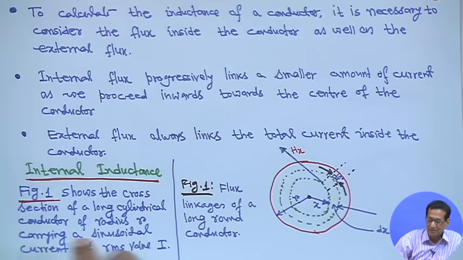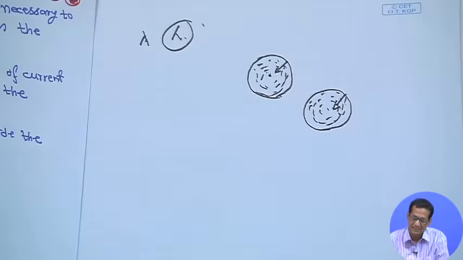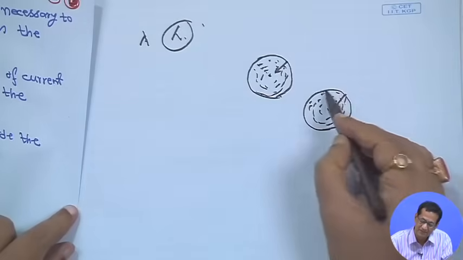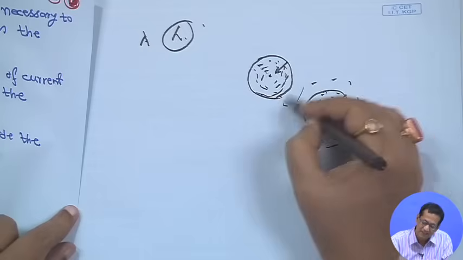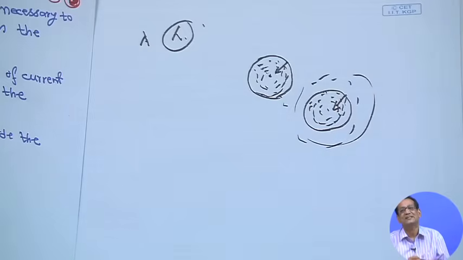An external flux always links the total current inside the conductor. External flux means the flux that is outside the conductor. If this is the conductor, then outside the conductor, the flux will always link the total current in the conductor.